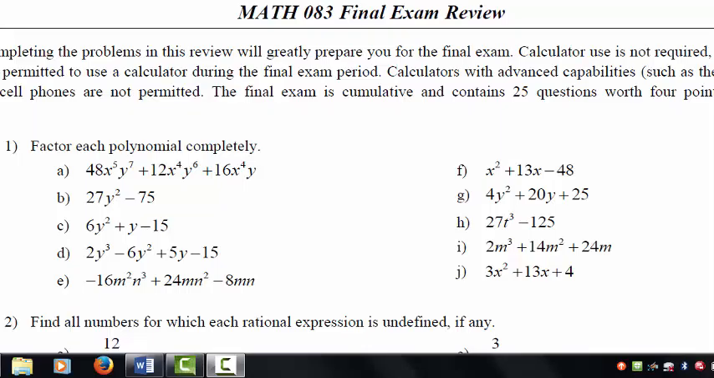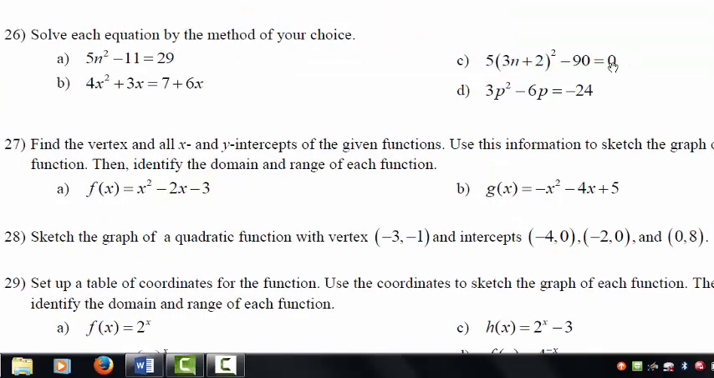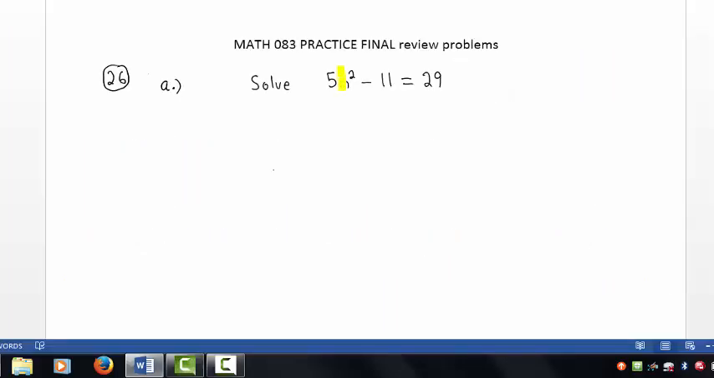Math 083 Final Exam Review, Problem 26, Parts A and C. We will solve these two equations by a particular method. I am going to use the square root method. That is the method where you isolate the squared quantity. In Part A, the squared quantity is n squared.